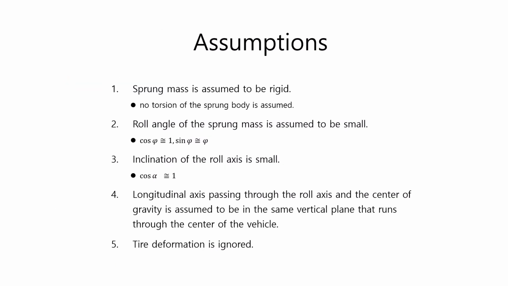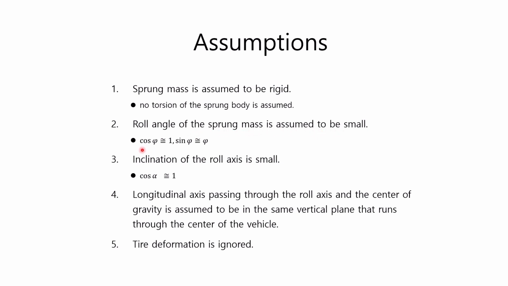In order to derive the formula simply, the following 5 assumptions are made. First, the sprung mass is assumed to be rigid. Therefore, no torsion of the sprung body is assumed. Second, the roll angle of the sprung body is assumed to be small.